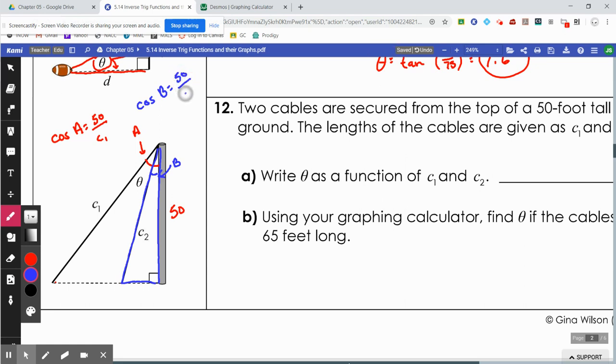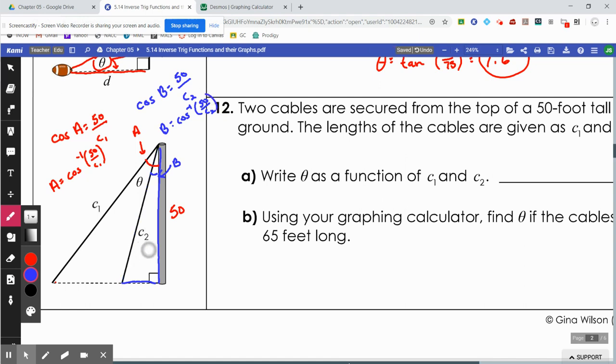which is going to be 50 over C2. So therefore, my angle A, if I go back, will be the inverse cosine of 50 over C1. And I know that my angle B is going to be the inverse cosine of 50 over C2. So how does that help us?